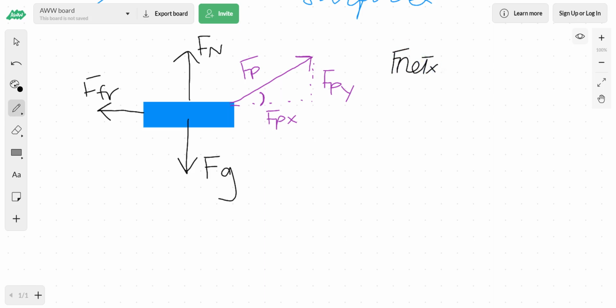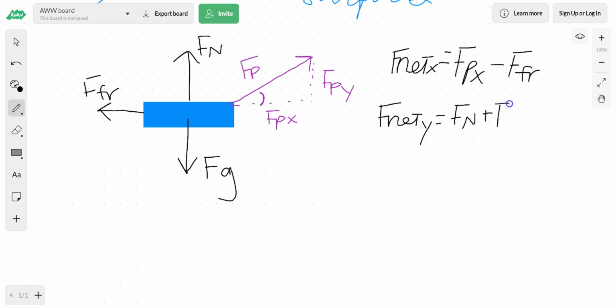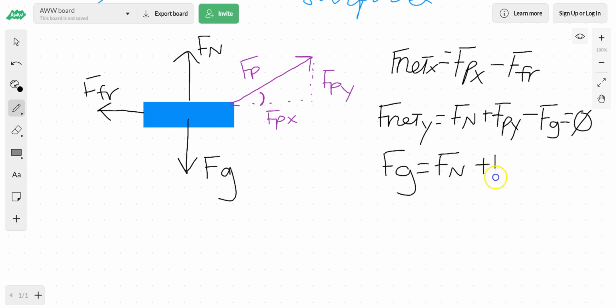If it is accelerating, you would have all of your x forces together. So you have FPX, and then you have force of friction. Those are your x forces. And then you do the same thing for y. So F net y is going to be force normal, which is pointing up, plus FPY, which is also pointing up, minus force of gravity, which is pointing down. And if your object is not leaving the surface, which for the most part is what happens, that's equal to 0. So that means that your force of gravity is equal to the sum of your normal force and your force in the y direction for the pull.